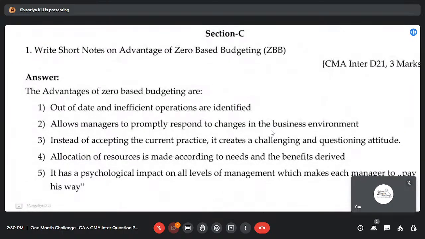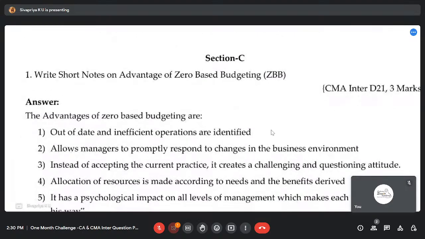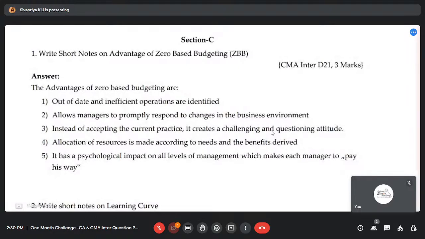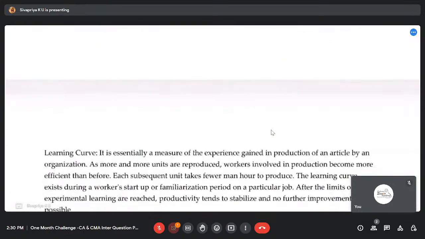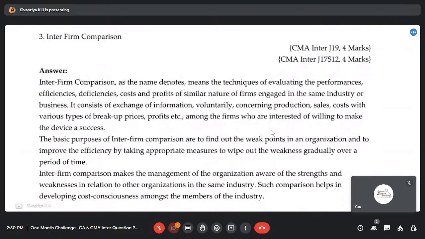Section C. Zero based budgeting. So 3 marks, any 3 to 4 points is required. Then learning curve, 4 marks. So I have to write a note on what is learning curve. Then what is inter-firm comparison? That is you have to evaluate the performance between the firms which are in the same industry or same business.